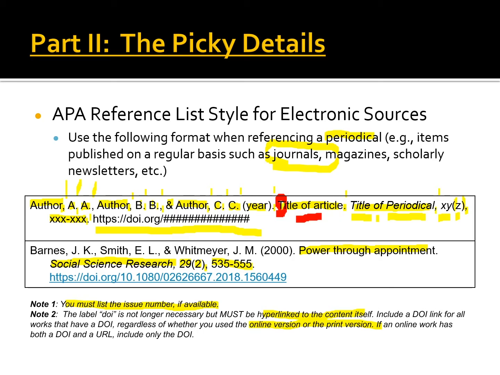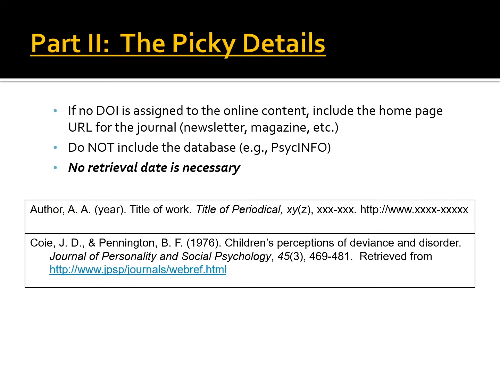Same thing if you have a subscription to a journal and it comes to your house and you're laying there on your couch reading an article and you see one that you want to cite in your paper. It doesn't matter that you hold on to the print copy. If there is a document object identifier number, then you must provide it, and you must provide it like this. If an online work has both a DOI and a URL, for instance a URL that goes to a journal, then you would only include the DOI and not both, and the DOI is always preferred over the URL.